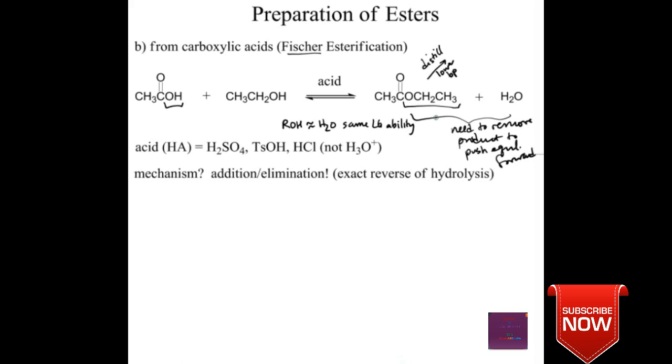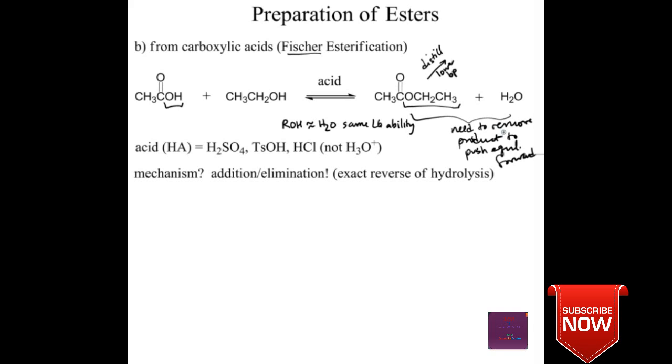Or maybe you could have a huge excess. If you have a huge excess of the alcohol, that also can push it forward. It needs to have some kind of acid catalyst. Sometimes we just write HA, but it could be something like sulfuric acid, tosic acid, HCl. Any sort of acid in there is good. We wouldn't want to use H3O plus as our acid, though, because water is one of the products we're trying to get rid of. So you wouldn't want to be adding water into your reaction mixture.